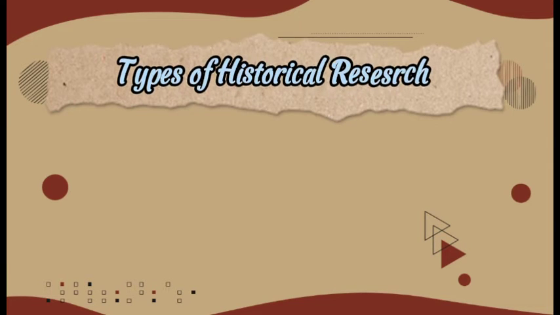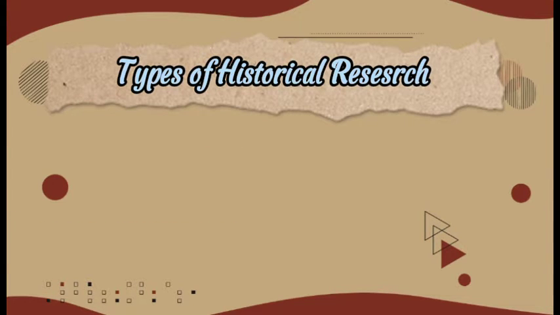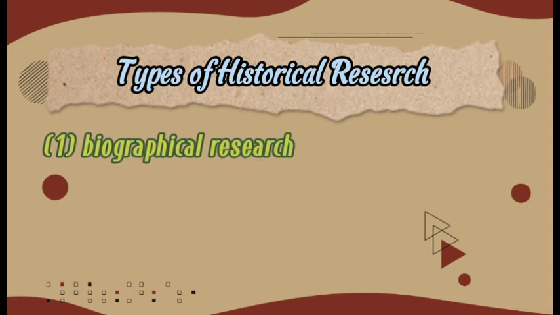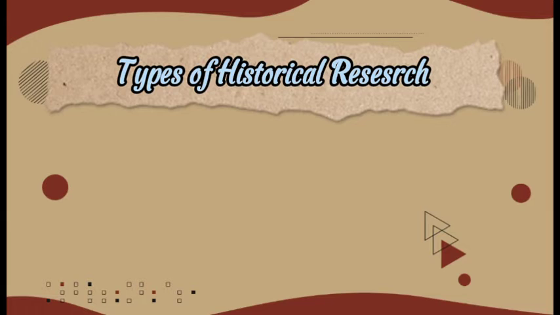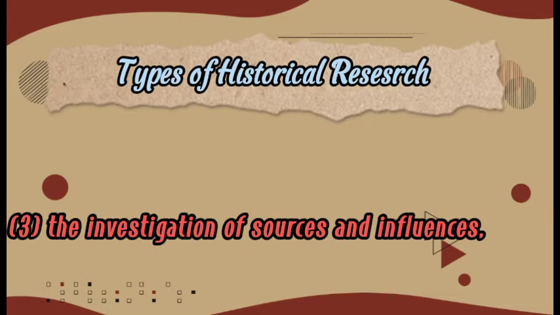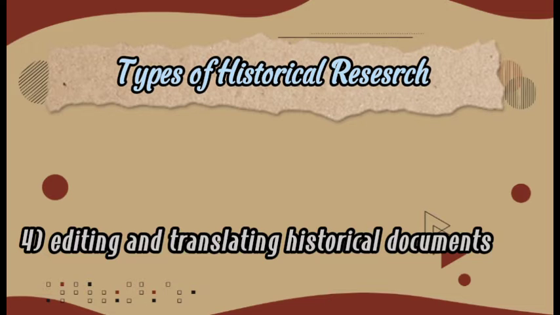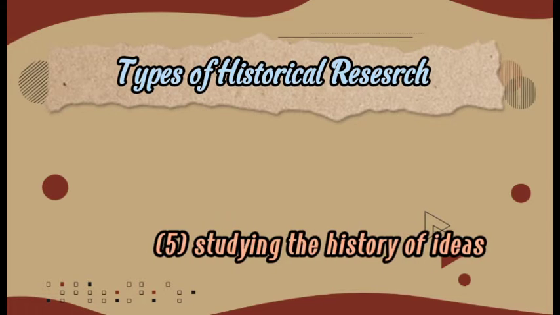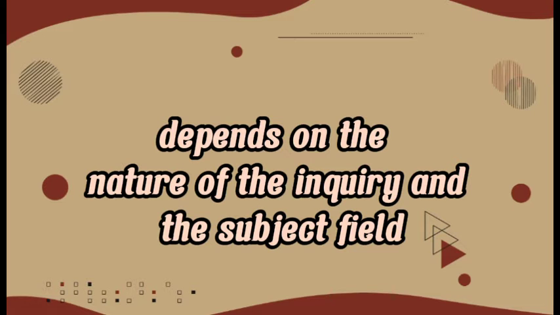Types of historical research. Hillway identifies six different types of historical research or documentary study. 1. Biographical research. 2. Histories of institutions and organizations. 3. The investigation of sources and influences. 4. Editing and translating historical documents. 5. Studying the history of ideas. The extent to which these different types are employed depends on the nature of the inquiry and the subject field.